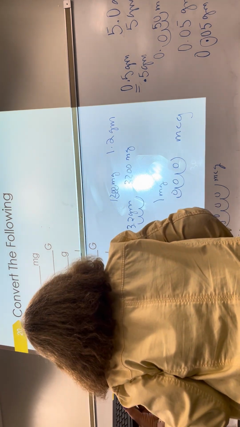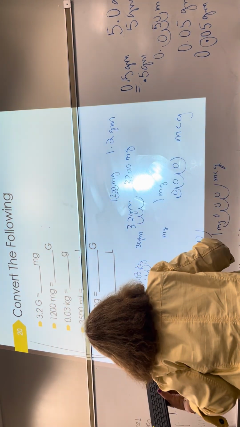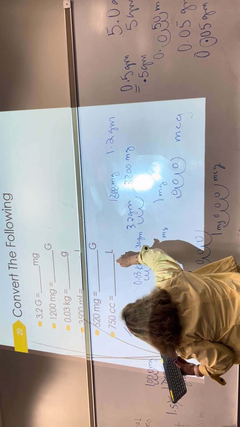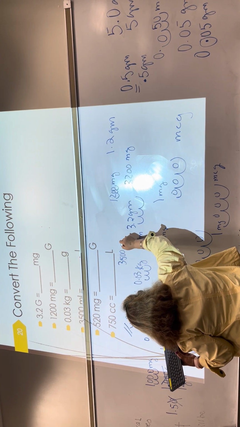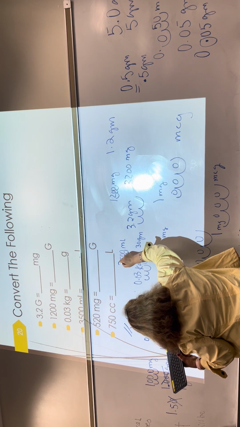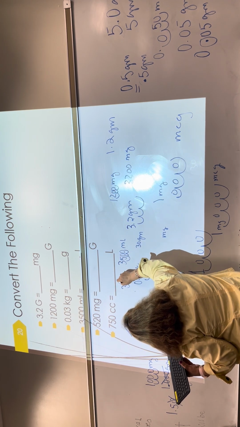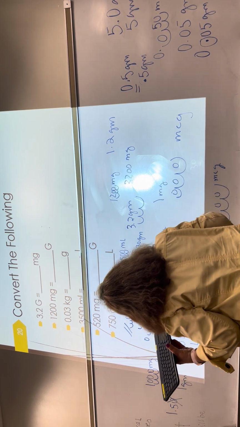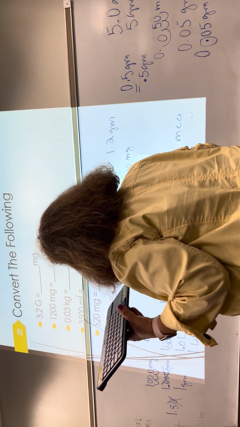We have 3,500 milliliter. We're going to go into liter. 3,500 milliliter. We're going to go liter. 1, 2, 3. So what is this? 3.5 liter. All right.